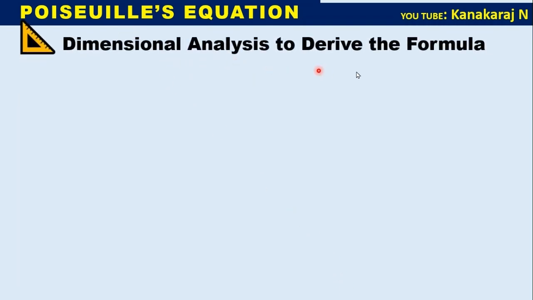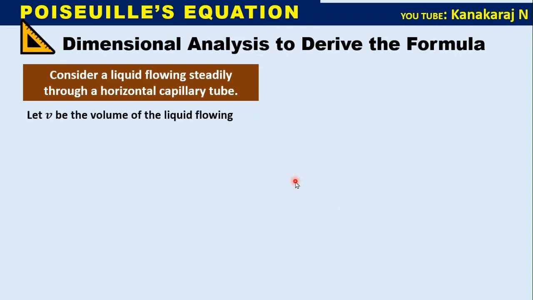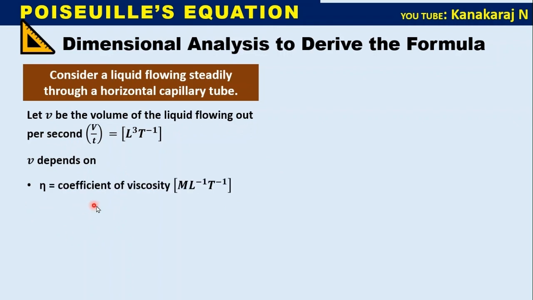Dimensional analysis to derive the formula. Consider a liquid flowing steadily through a horizontal capillary tube. Let V be the volume of the liquid flowing out per second. V upon T has the dimension L cube T power minus 1. The volume flowing out per second depends on, 1, eta, the coefficient of viscosity of the liquid. The dimensional formula of eta is M L power minus 1 T power minus 1.